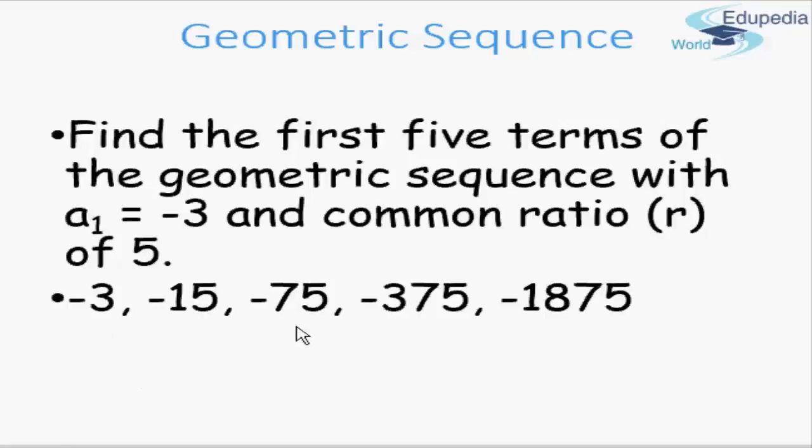Then for the third term, we don't multiply the first term once again by 5. Of course, that would just give us -15 again, and then we can't find the values. We multiply the second term by 5. After multiplying the second term by 5, we get the third term. We multiply the third term by 5, and we get the fourth term, and so on and so forth. This is how we find a geometric sequence.